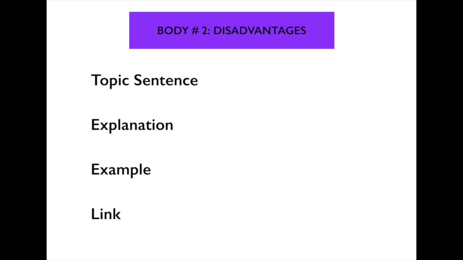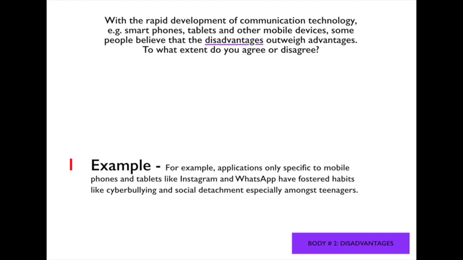My example is that communication technology is causing antisocial behaviors. So I'm going to be talking about things like phones and gadgets, like iPhones, tablets, etc. So what I've written is, "For example, applications only specific to mobile phones and tablets like Instagram and WhatsApp have fostered habits like cyberbullying and social detachment, especially amongst teenagers."